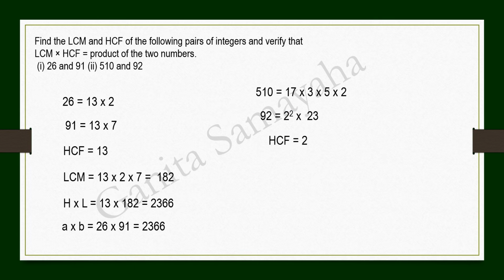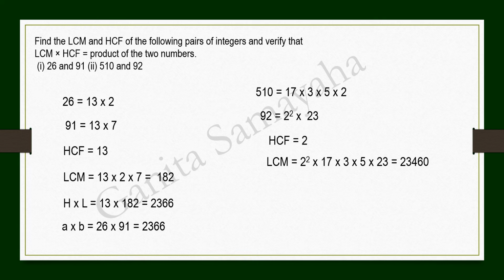And what about LCM? For LCM, we have to write the highest power. So 2 to the power 2, and the product of all the others, not only the common ones. 17 also we have to write, into 3, into 5, into 23. Okay. So it is a product of 2 to the power 2 into 17 into 3 into 5 into 23. So this is what we get, 23,460. We are asked to verify if H into L is equal to A into B.